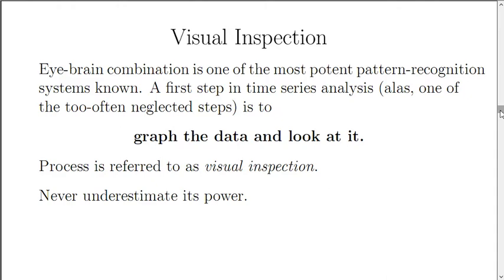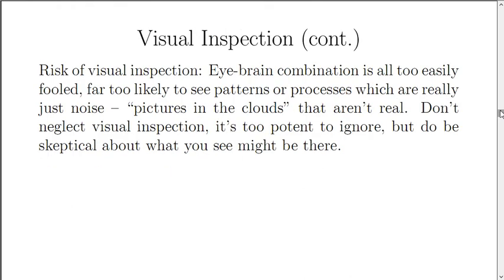There is, by the way, a very important danger with relying on visual inspection. It's not always right. The eye plus brain combination is all too easily fooled. We're far too likely to see patterns or processes which are really just noise. It's like seeing pictures in the clouds that aren't real, they just spark our imagination. Our ability to look at a jumble of randomness and imagine that we can see the Mona Lisa or the Sistine Chapel is downright impressive. But it's just a jumble of randomness. It's just pictures in the clouds.